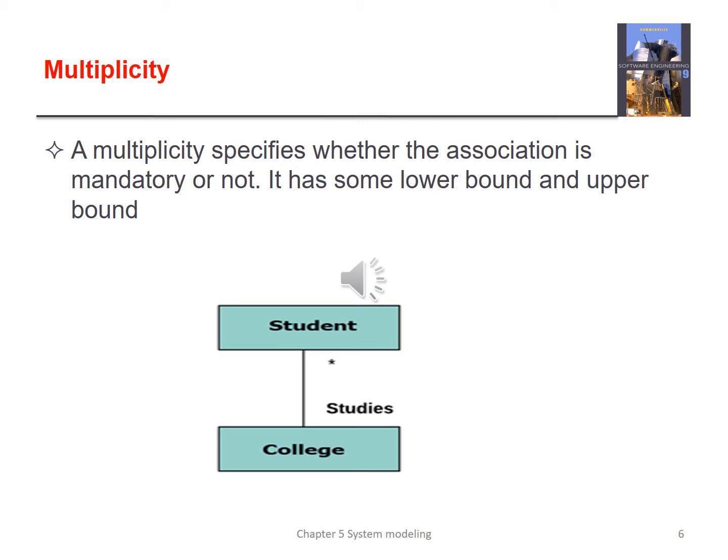It's like in our example here, student: we said the association is studies. Student studies in a college. Now the relation is like one to many. There is one college and it has many students.